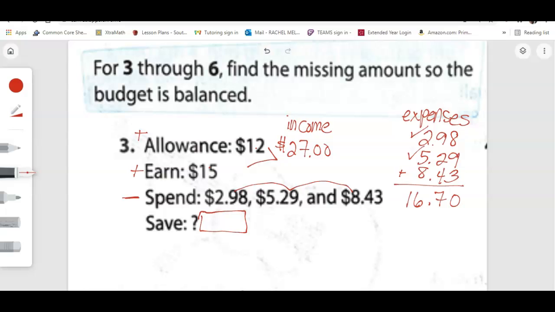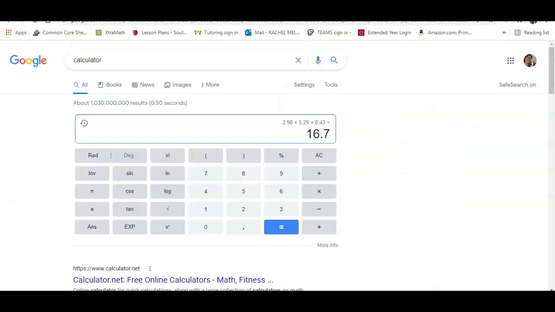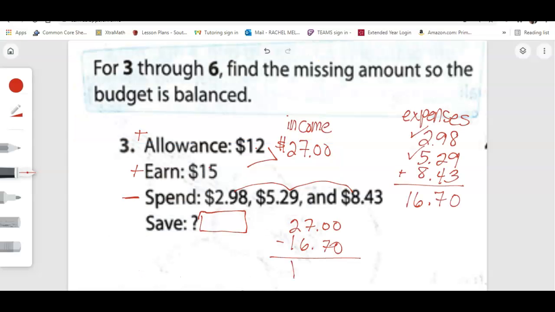Okay, so I add up all my income, I add up all my expenses, and now I subtract between them. So I need to do $27 minus $16.70. $27 minus $16.70 gives me $10.30 is how much I can save.